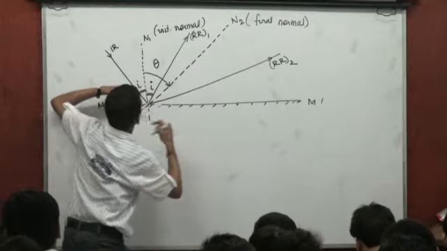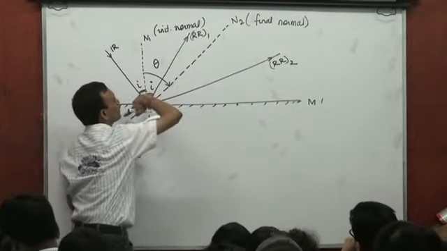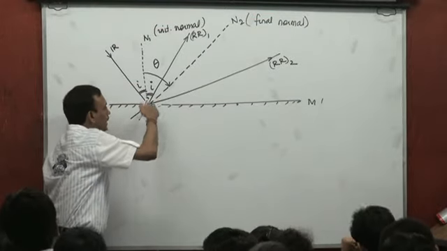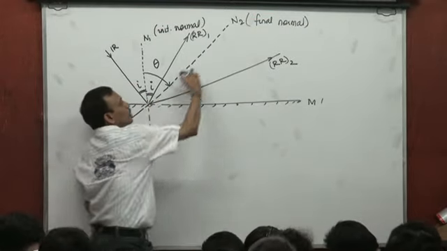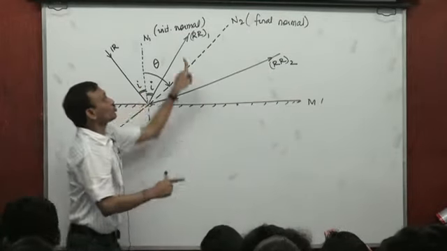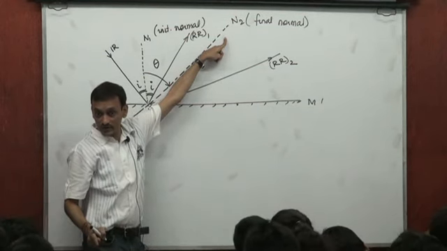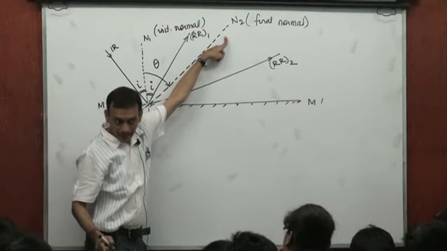Same incident ray. When the mirror was like this, the normal was like this, and this was the reflected ray. When the mirror got rotated by an angle theta, this became the new normal. This remained the incident ray. However, the reflected ray now rotated commensurate with the new position of the normal. Got me?